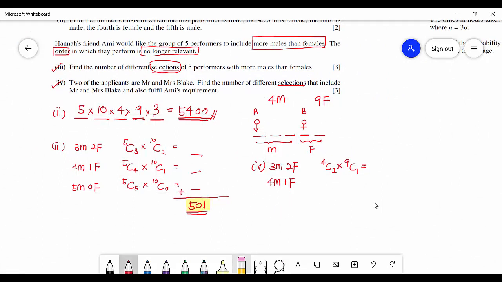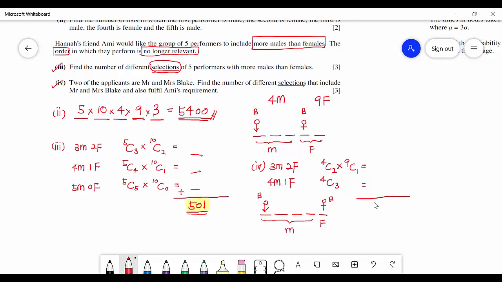So now, 4 male and 1 female. The female space is already occupied by Mrs. Blake. And then Mr. Blake also occupied 1 space for the male side. Which means now you need to choose 3 male only. You don't need to choose the female anymore, because there's no more empty space for the female. So for the second case, out of the 4 male, you want to choose 3 of them, and you get the answer for case number 2.